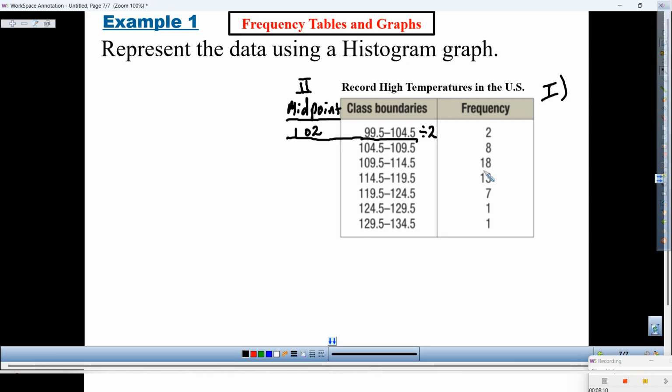Austin's got it. Very good, Austin. What'd you get, Austin S, for the next one? 107. Hands, have you got that? That is correct. Once again, tell your neighbor what we're doing to make sure they understand what we're doing to find that midpoint. Explain it to your neighbors.